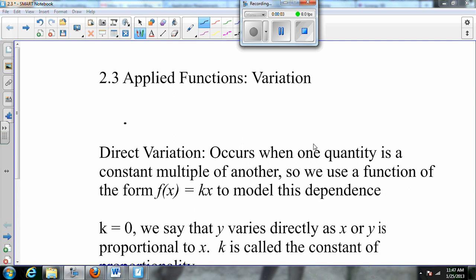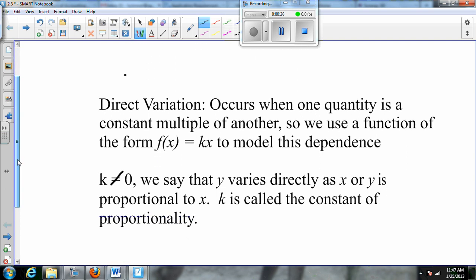2.3, applied functions, variation. So you've seen direct variation before. It occurs when one quantity is a constant multiple of another. So we use the function form f of x equals kx to model this dependence. K cannot equal 0. And we say that y varies directly as x, or y is proportional to x. K is called the constant of proportionality.